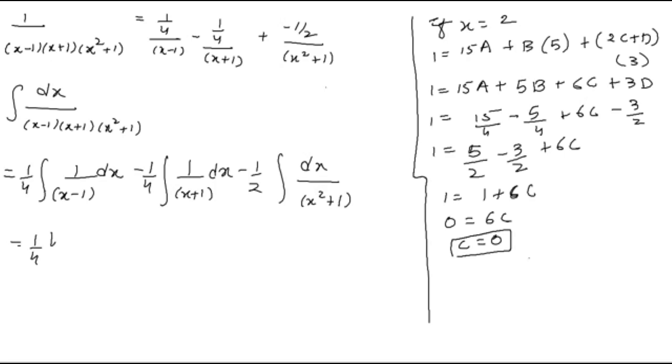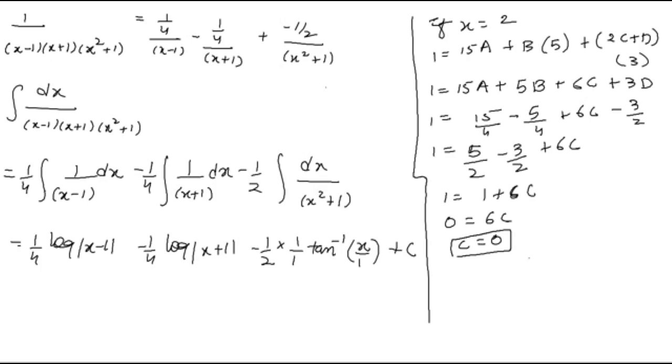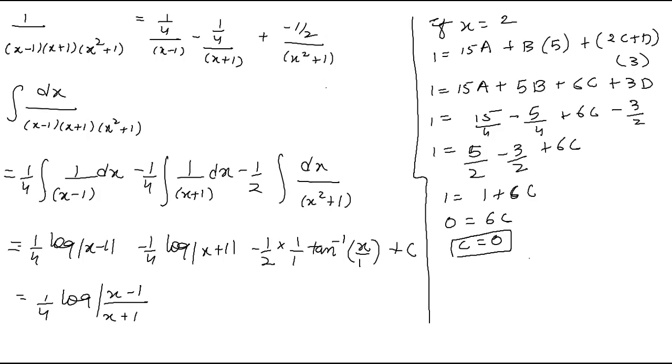So this will be log mod x minus 1. This will be log mod x plus 1, and this is of the form 1 upon x square plus a square, whose integration is 1 by a tan inverse x by a plus c. So if I take 1 by 4 common outside from first two terms and apply the property of log, then I will have 1 by 4 log mod x minus 1 upon x plus 1 minus 1 by 2 tan inverse x plus c. This is your final answer.